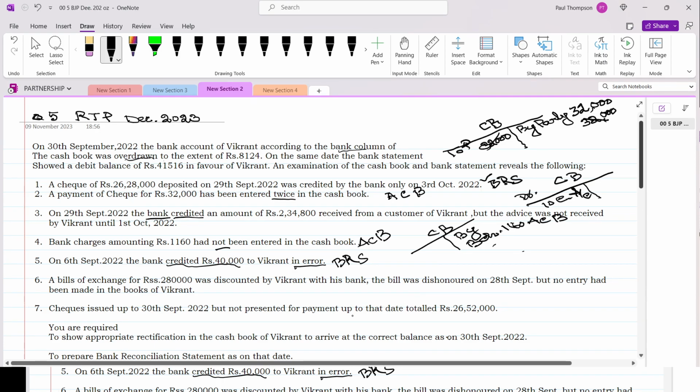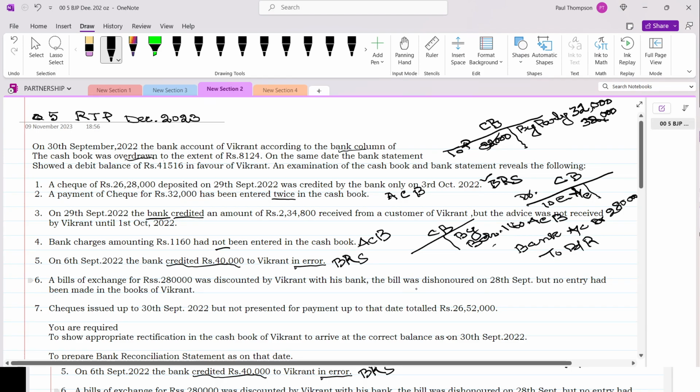Now next thing is that a bill of exchange was discounted by Vikrant. So what is your entry when you discount a bill? So what you will be writing? Bank account debit. You should know the journal entry also. Bank account debit with 2,80,000, and the bill would have been given back to bank. So to BR account. So the bills receivable would have been credited.